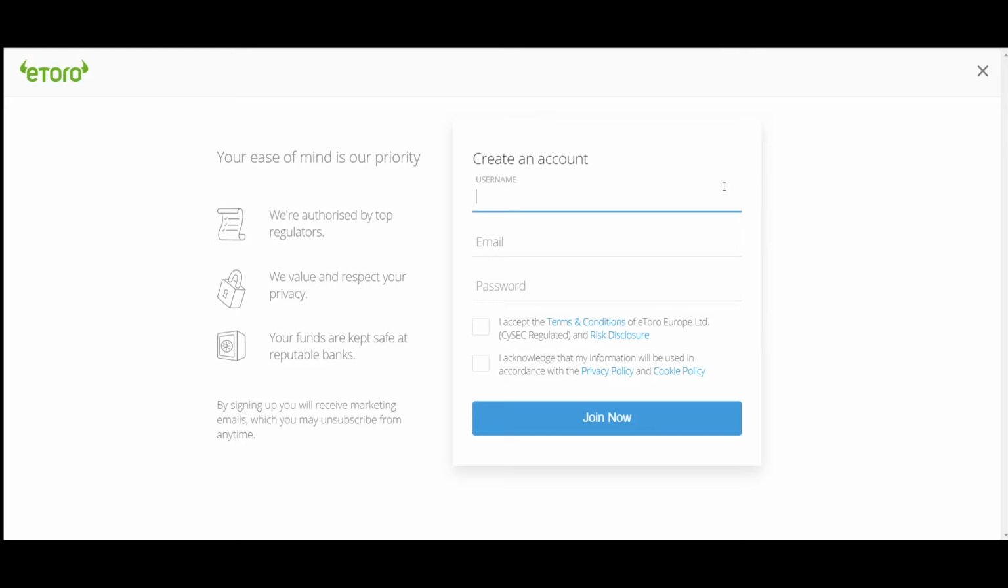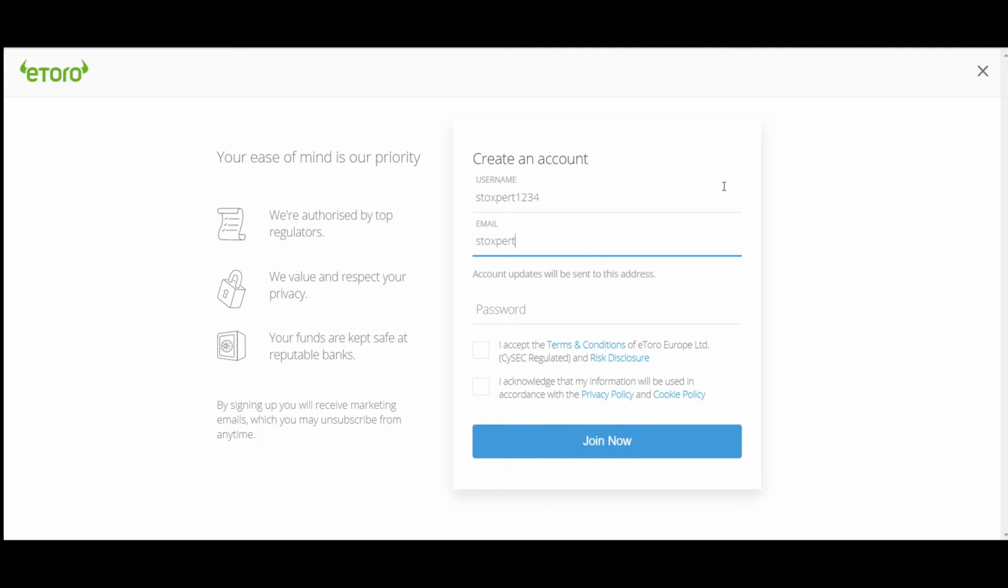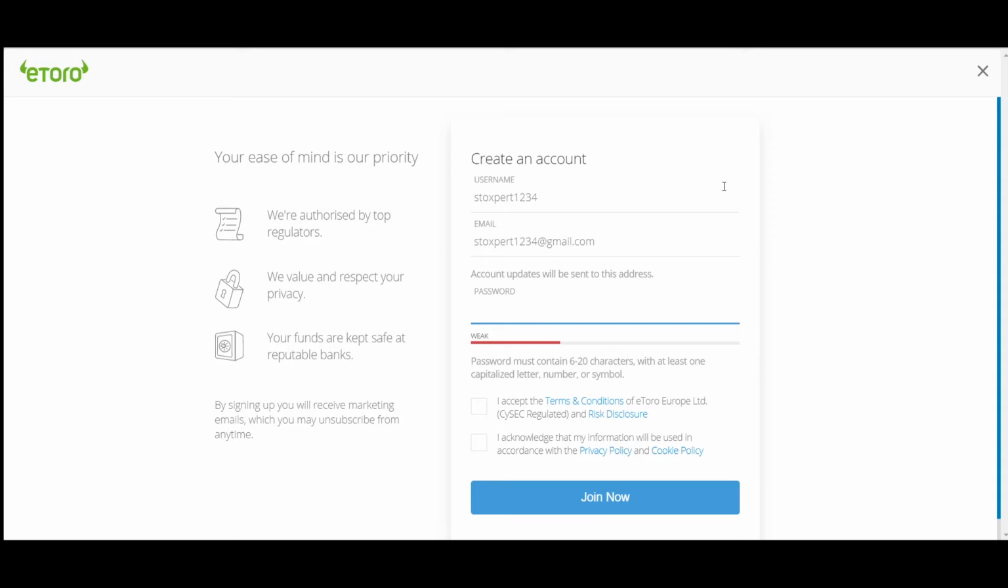and then put a username which is available. Let's just put Stockspert1234. You put your email, which is yours, and password. And then of course accept the terms and conditions. If you want to read, just click here and mark that you acknowledge that your information will be used in accordance with the privacy policy and cookie policy, and just click join now.